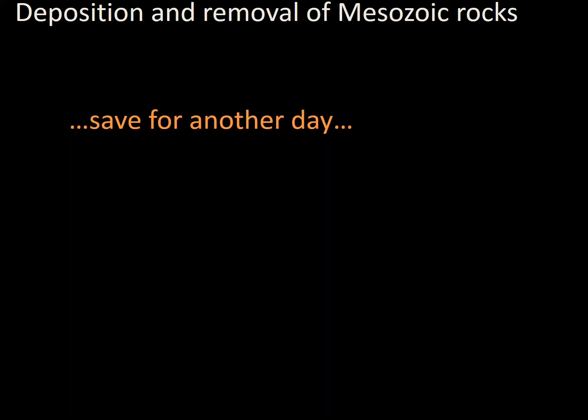Now, on top of the Paleozoic sequence of rocks, there used to be another 5,000 or so feet of Mesozoic rocks, but they were subsequently removed. And how and when and why they formed, and how and when and why they were eroded away, is an interesting story, but for the sake of time, we'll have to save that for another day.